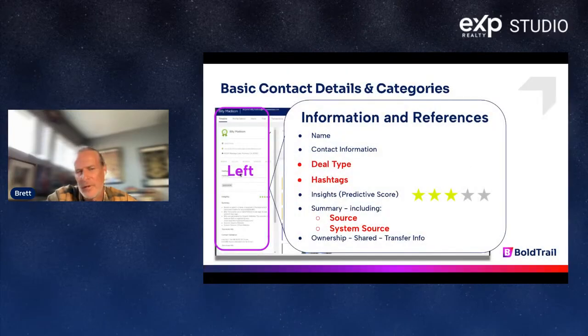So over on the left here, okay, it's a buyer. You've given it a hashtag. We even give it a predictive score, folks. When someone signs up on your BoldTrail website, it gets a predictive score.